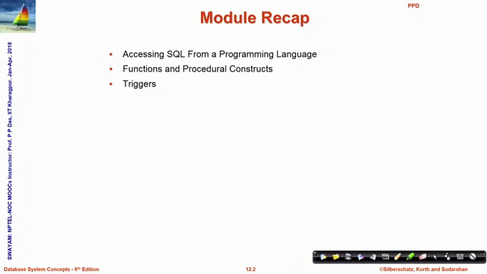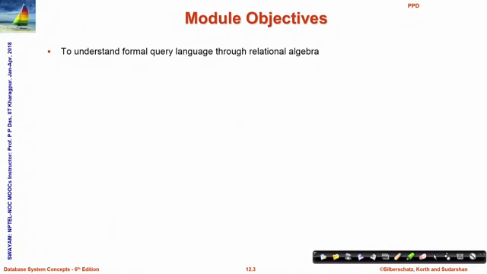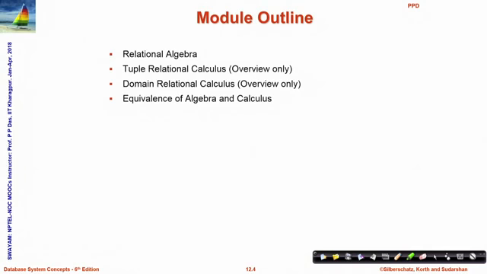So, this is what we had done in the last module. In the current one, we will work to understand the formal query languages primarily through relational algebra, and then we will also take a look into some of the calculus aspects, tuple relational calculus and domain relational calculus, and we will show by example the equivalence between the algebra and the two calculus.